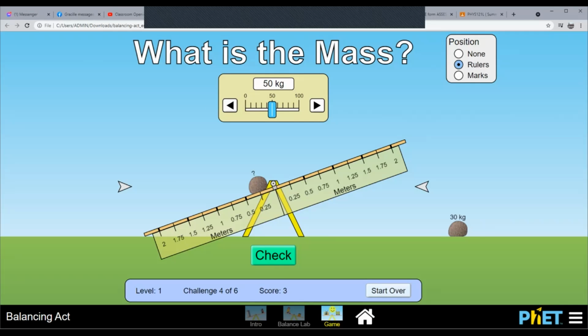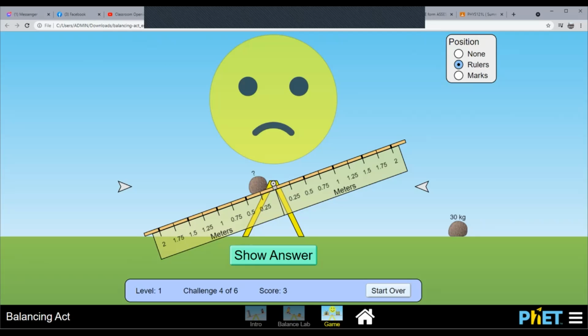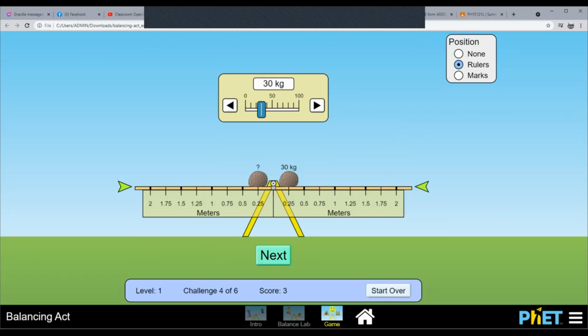Kung nandun tayo sa 50, try natin yung smaller one. Ginawa lang natin 20 kilogram. Ayaw pa din. So, we have to have 30 kilogram. Okay? For balance condition. Kasi may 30 kilogram doon kanina. Ibig sabihin, kung 30 kilogram yon at 0.25 meters from the distance of the fulcrum. Okay?